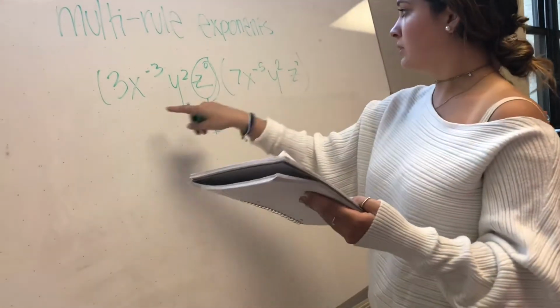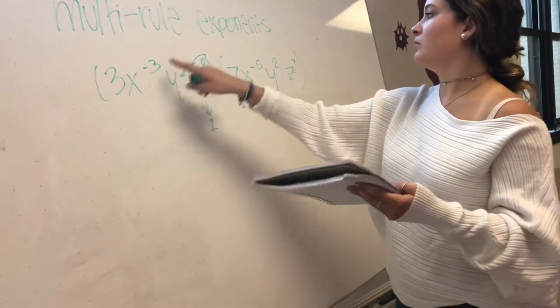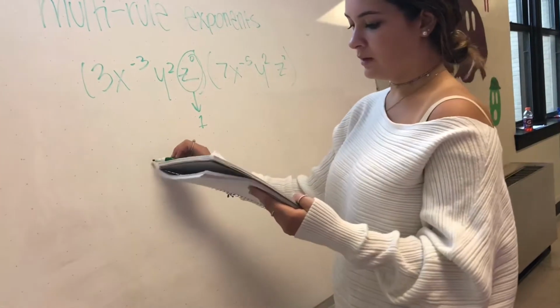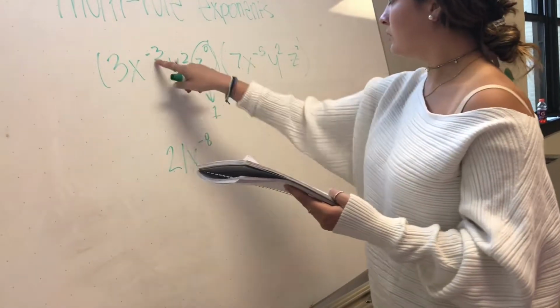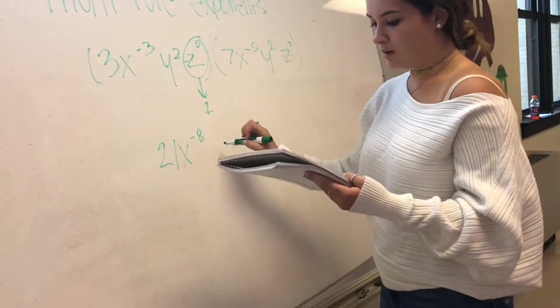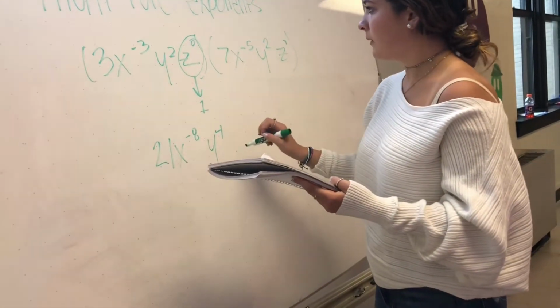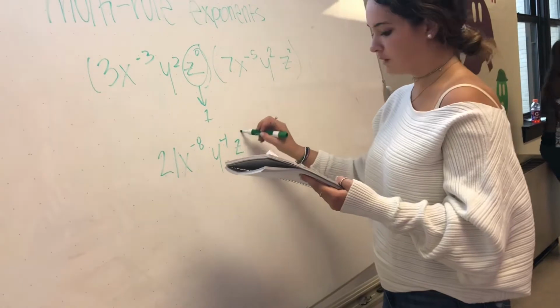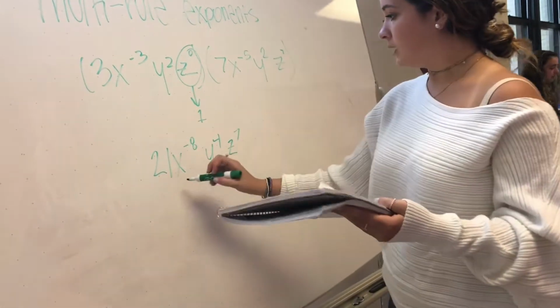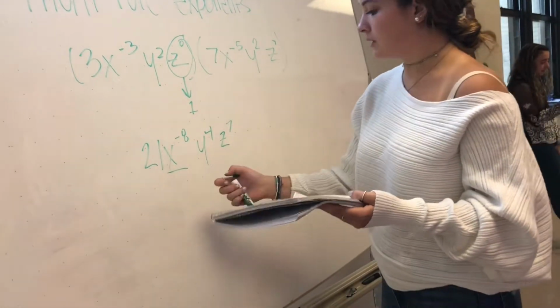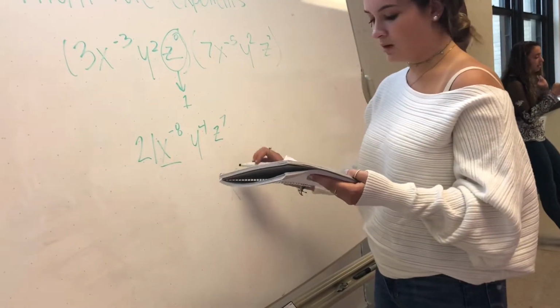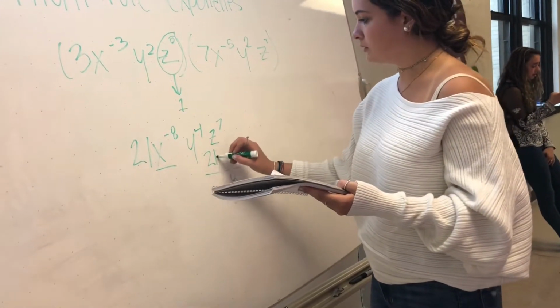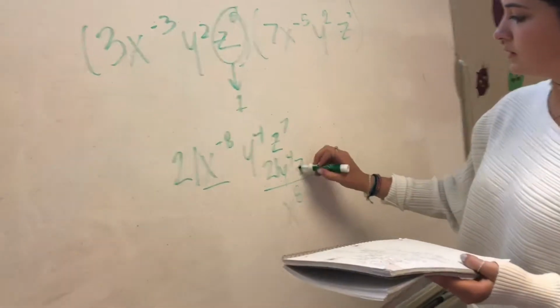And then all you would do with these two expressions is FOIL them. So it would be 21x to the negative 8th, because you would add these, y to the 4th, and z to the 7th. And again, since this is a negative 8, the x to the negative 8 should go to the bottom to make it a positive 8. And then the rest goes on top, so it would be 21, y to the 4th, and z to the 7th.